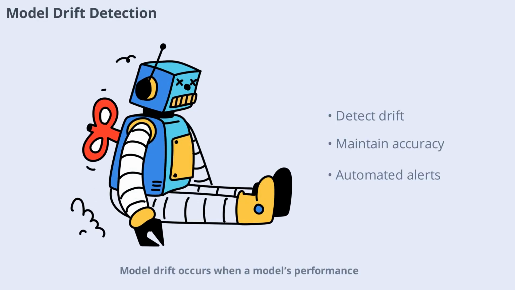Model drift occurs when a model's performance degrades due to changes in data or environment. Detecting drift early allows teams to retrain models and maintain accuracy. Automated monitoring tools can alert teams when drift is detected.